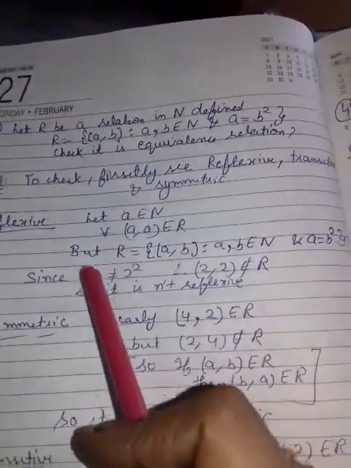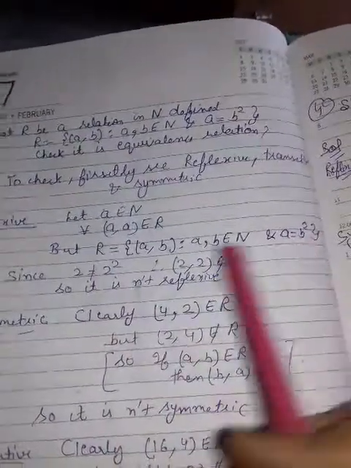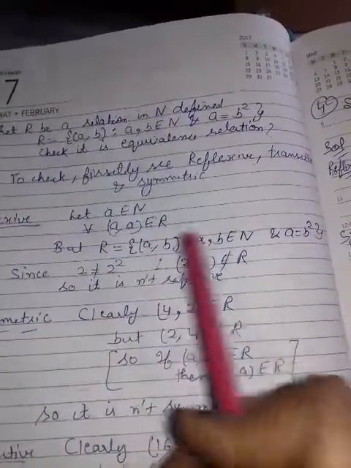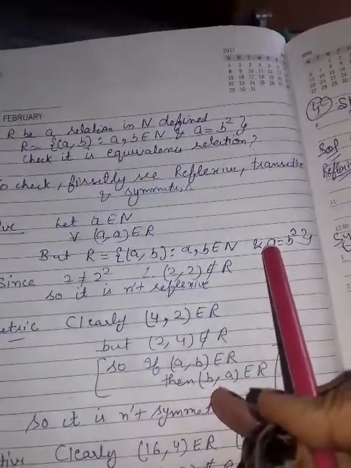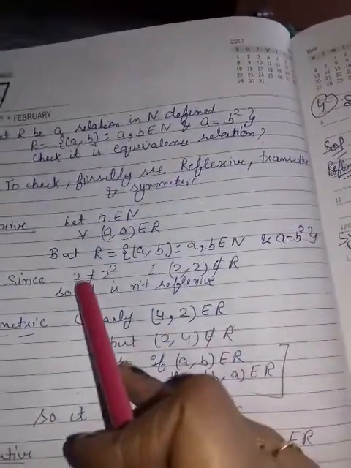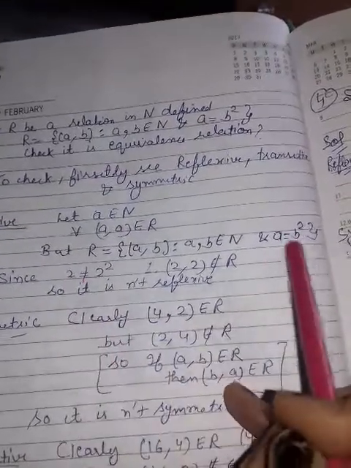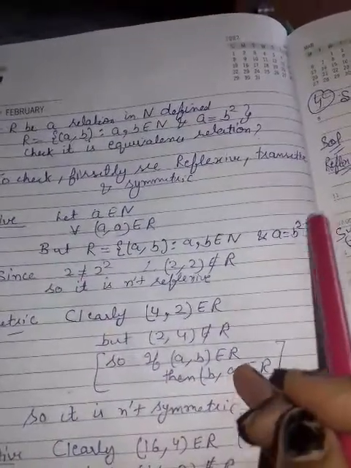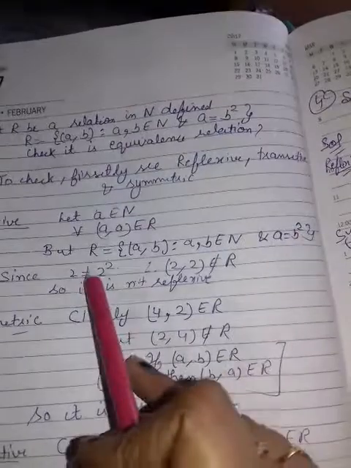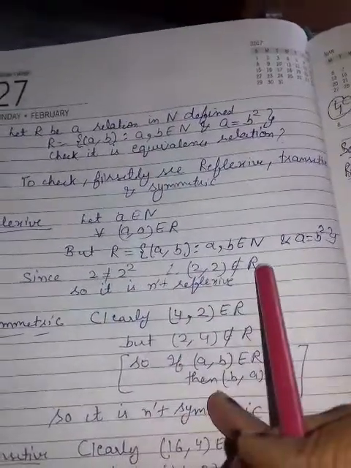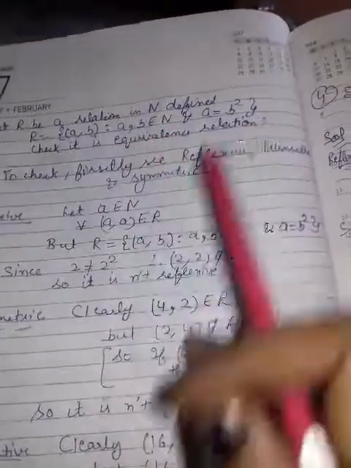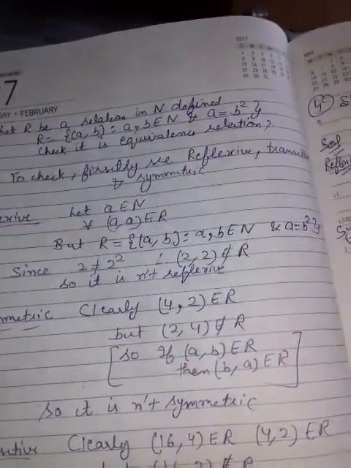But your relation is this. If you are taking b as 2, then what is your a? That is 4. So both are not equal. According to this, your a is equal to b square, but 2 is not equal to 4. How is it possible? So this does not belong to the relation. So this is not reflexive.